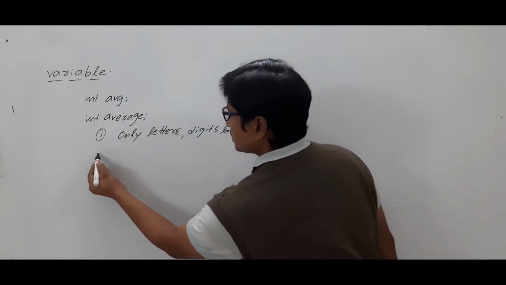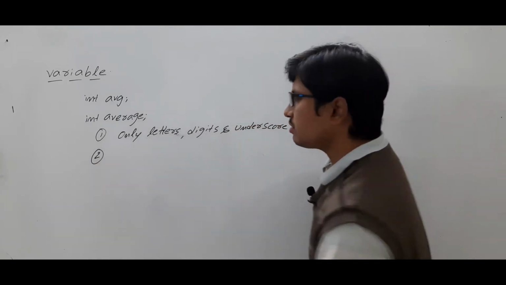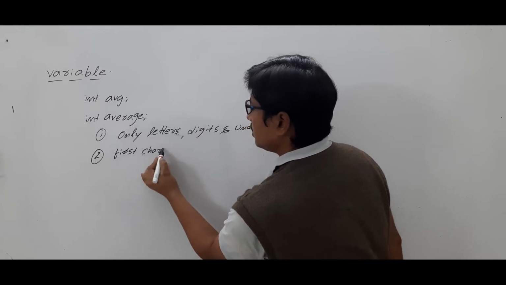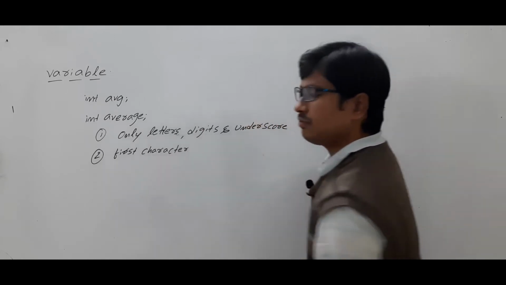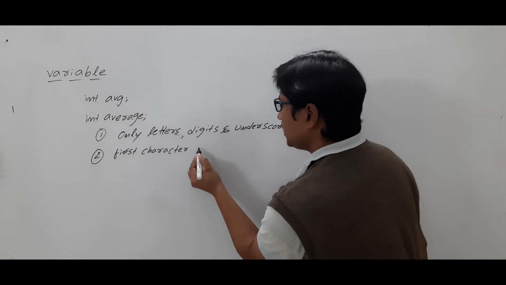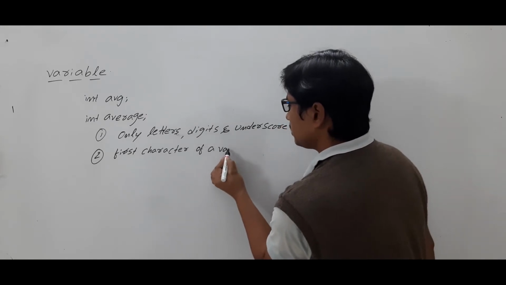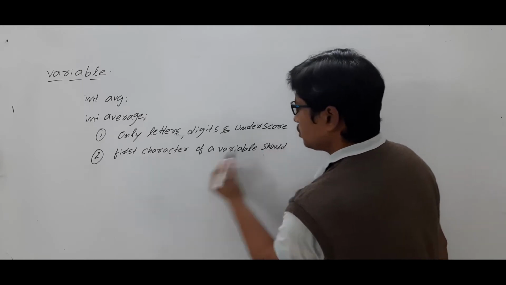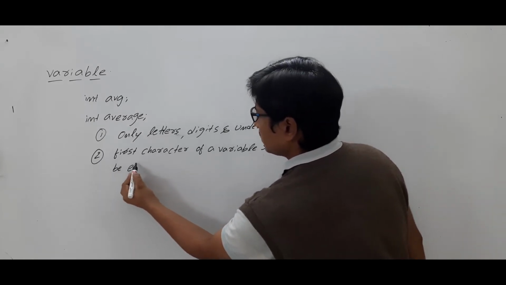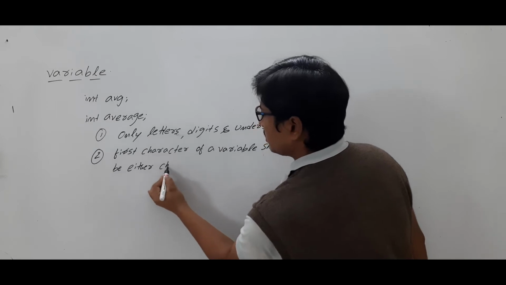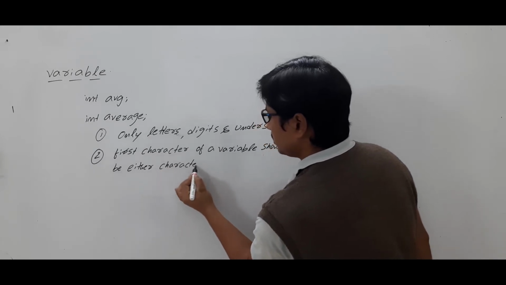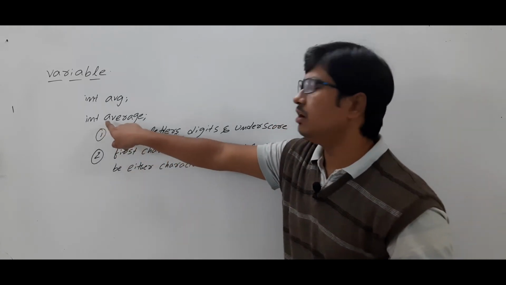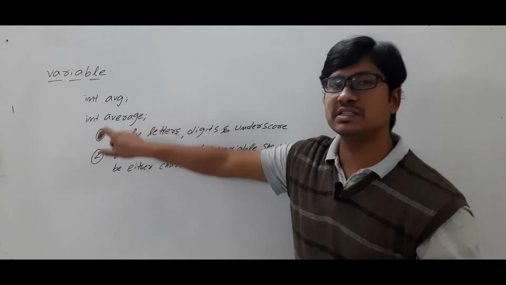And the second rule is that always the first character of a variable should be either a character or underscore. You cannot keep the first letter of a variable as a digit.